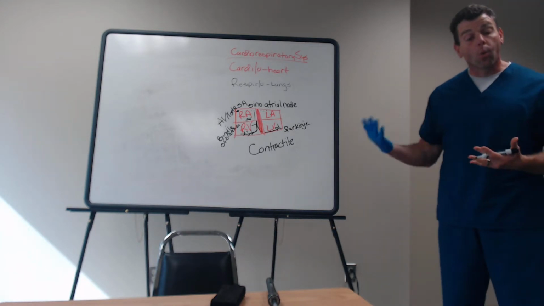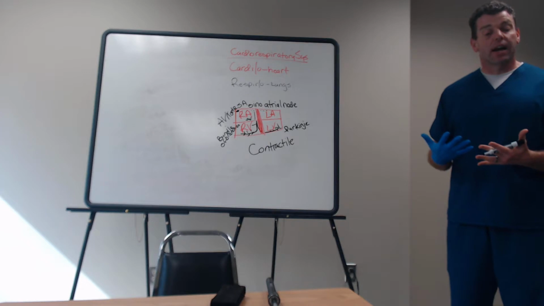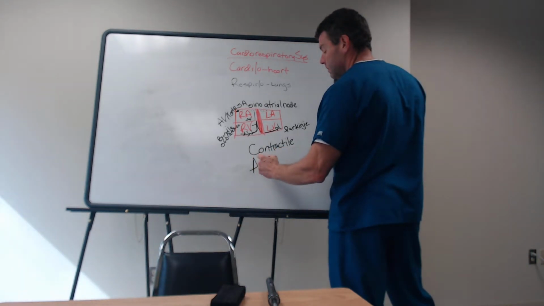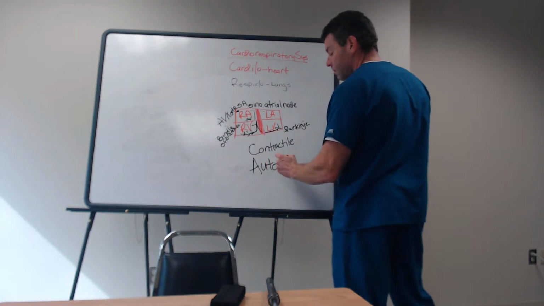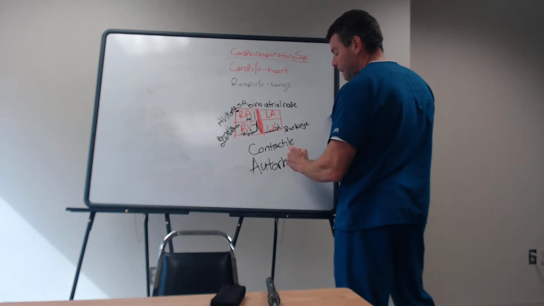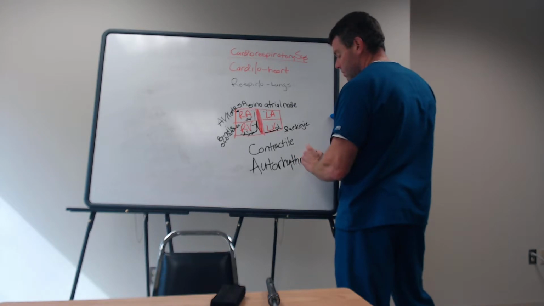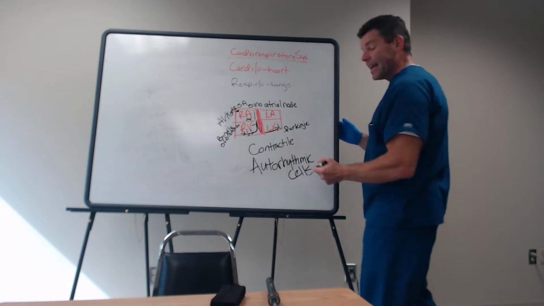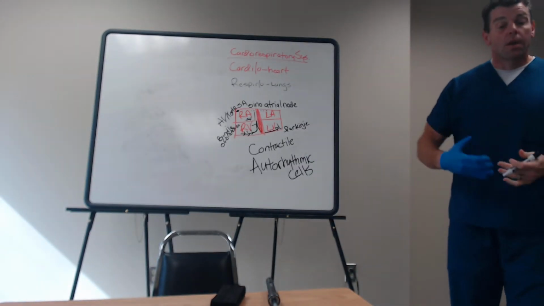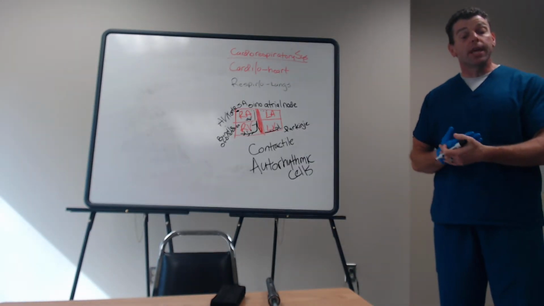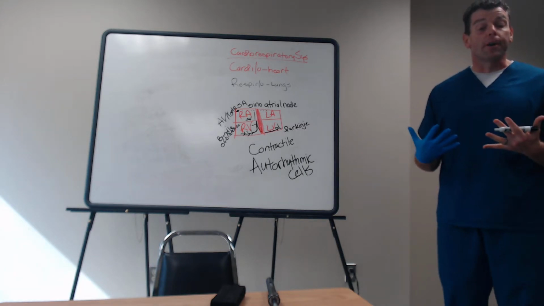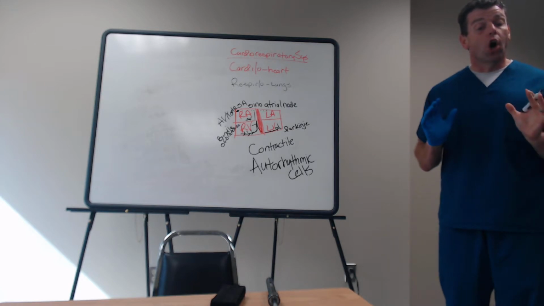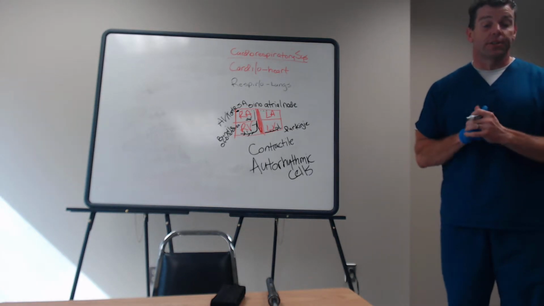Now, working with the contractile cells are what are known as autorhythmic cells. Contractile cells are the muscle. They compose the vast majority of the cells of the myocardium. But the autorhythmic cells, think of those as the heart's own nervous system.